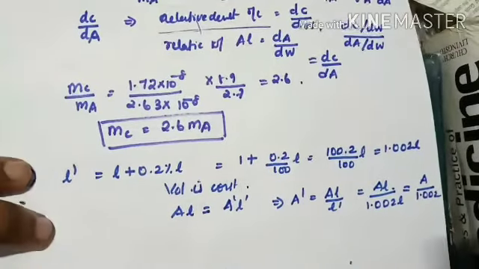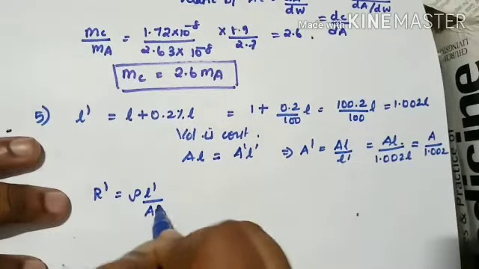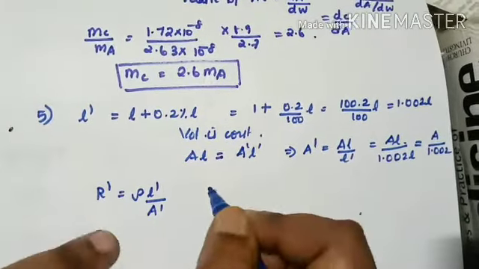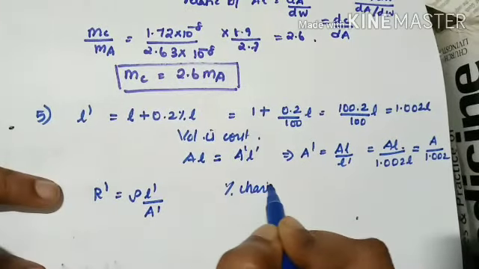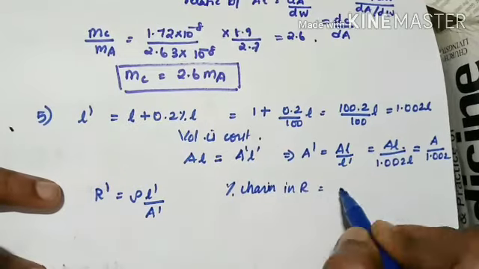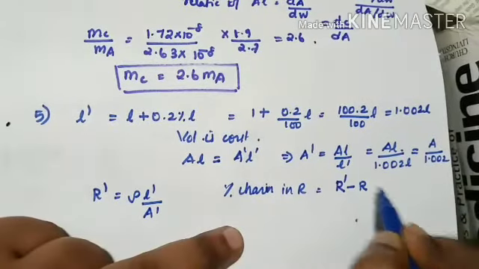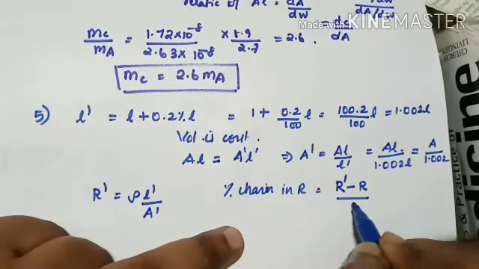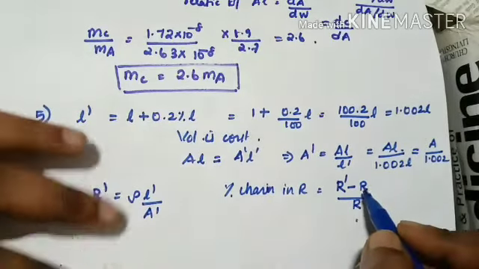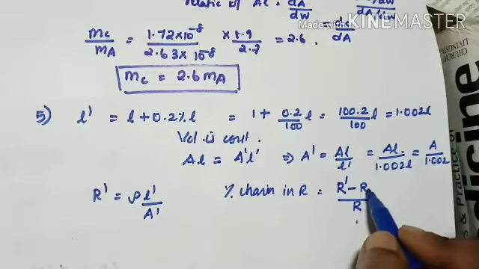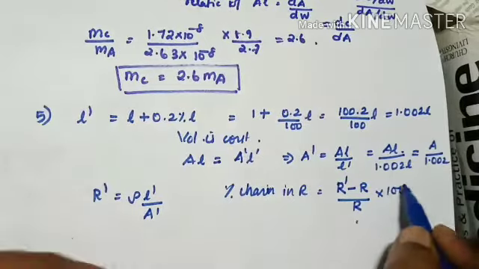Keep it there. Now what is the new resistance? It is rho L dash by A dash. Let it stay here. What is the main question here? You are asked what is the change in R. Change in R means new resistance minus old resistance, whole divided by old resistance. How much is the variation in resistance, and how would you compare? You will always compare with its old value, into 100, converting into percentage.